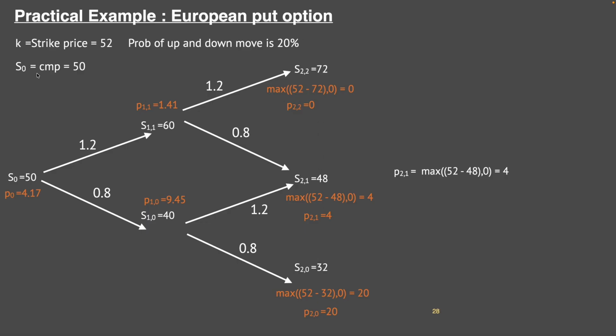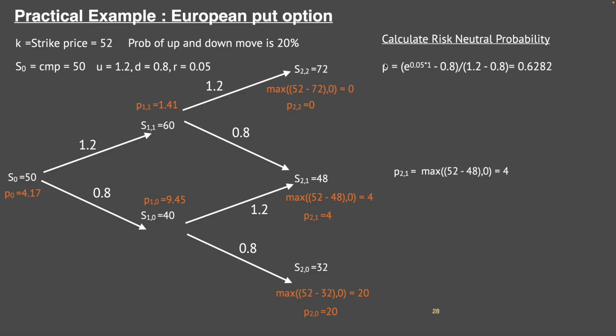Since we have considered only a two-step option, step 1 and step 2, these are the values of the underlying at the end of the two-step binomial tree. Now we have to calculate the value of the option at the end of the contract. Let us consider the probability value. The value of the probability P is equal to e to the power of R into T minus D divided by U minus D, as I have explained. If we calculate it this way, the probability comes to 0.6282 and 1 minus P comes to 0.3718.